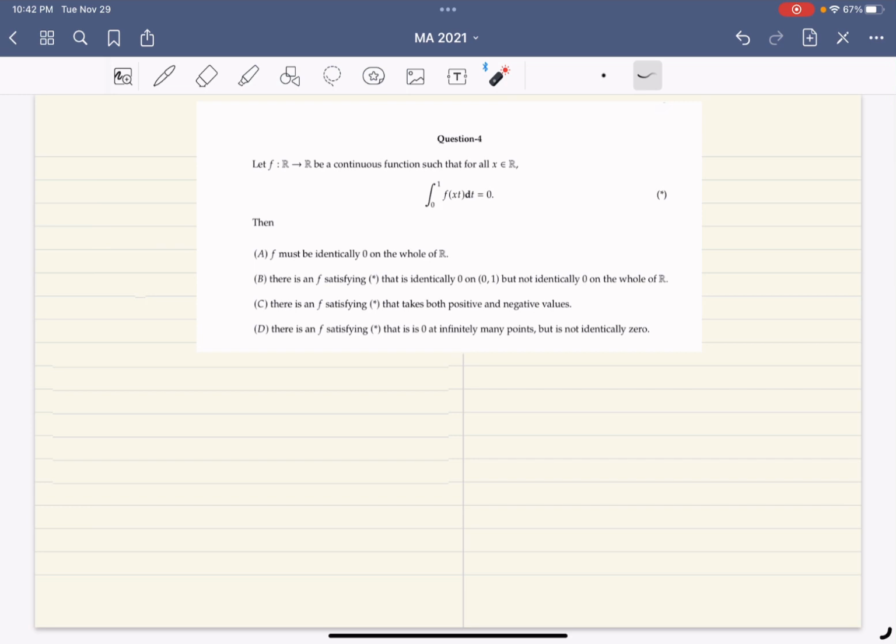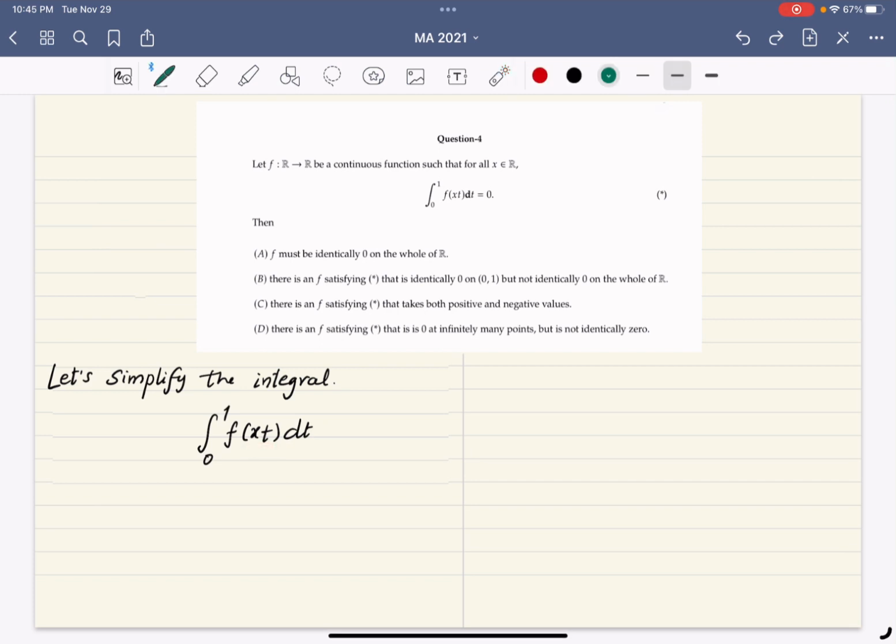Instead, what we can do is try to get something out of the given condition star and deduce some necessary properties of the function f. That's what we are going to do precisely. So for that, let's simplify the given integral. Now the integral is integration from 0 to 1 of f of xt dt. Now notice that the integral is with respect to t, but the argument of the function f is xt.